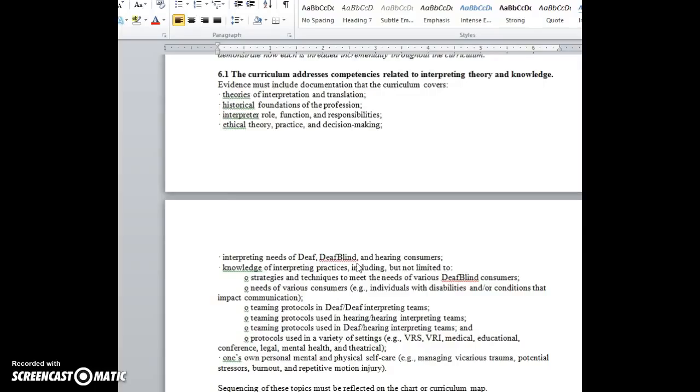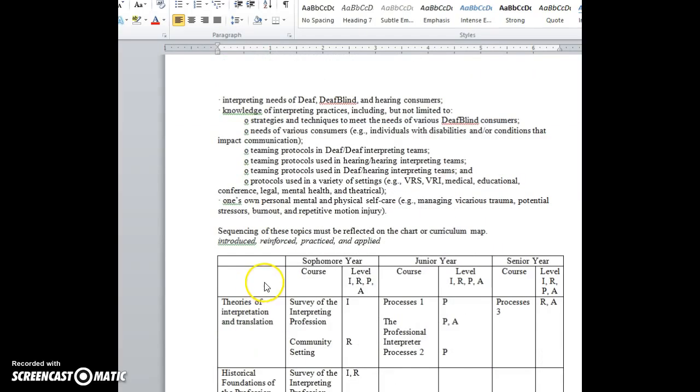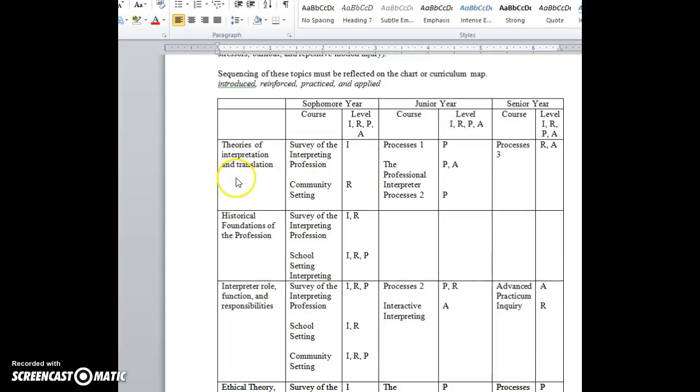Okay, so 6.1 says the curriculum addresses competencies related to interpreting theory and knowledge. And then it says evidence must include documentation that the curriculum covers theories, historical and interpreter role, ethical theory, practice, and decision making, interpreting needs of deaf, blind, and hearing consumers, knowledge of interpreting practices, including but not limited to, blah, blah, blah. So this is how we set it up.